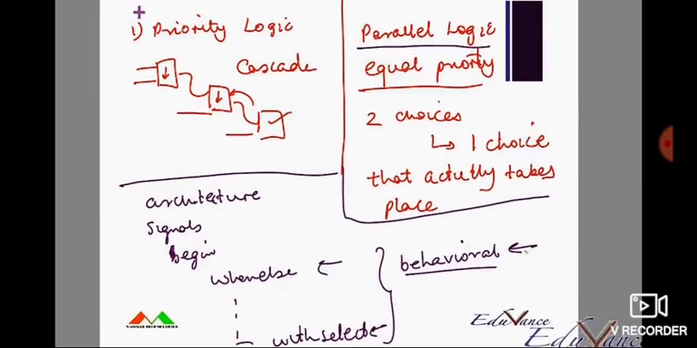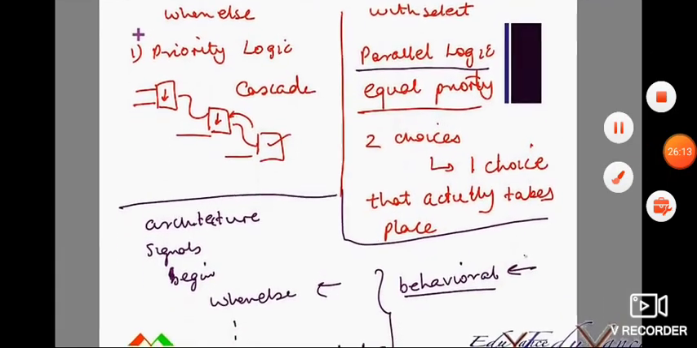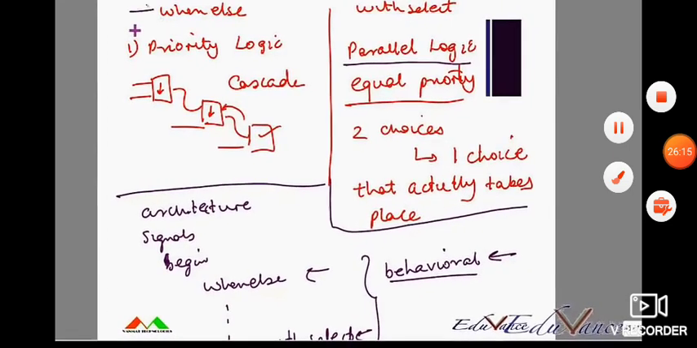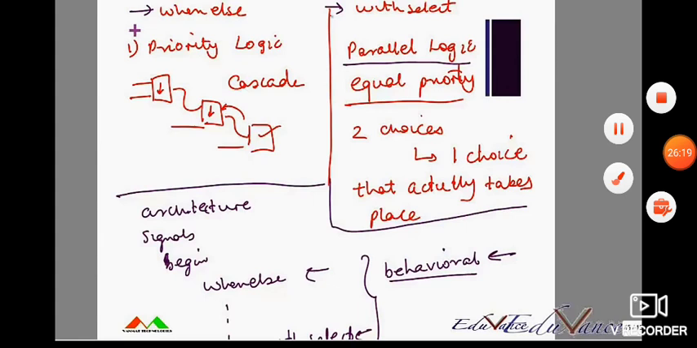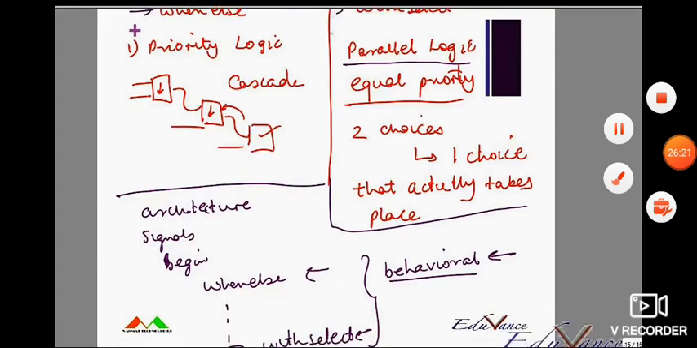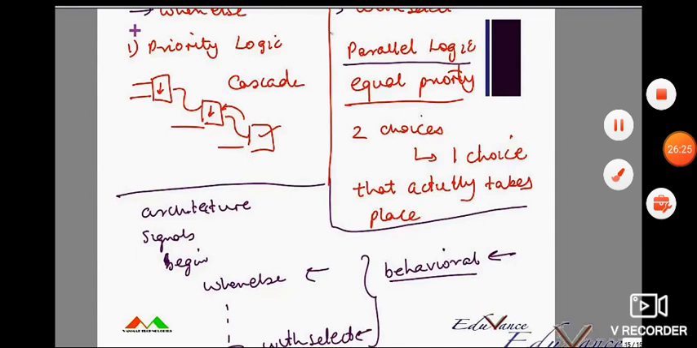So this concludes today's lecture on signals and understanding the concurrent style of hardware, which is when else and with select. In the next lecture, we will look at the sequential style of design and the concept of process.